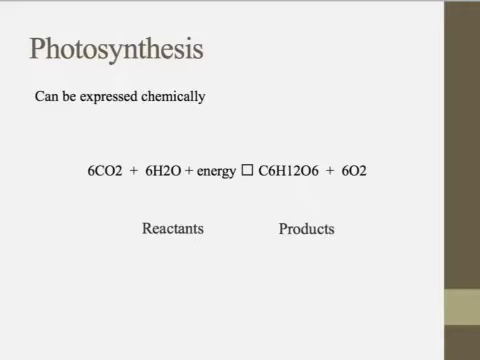Photosynthesis can be written as a chemical equation. Since carbon dioxide, water, and energy are used, these are the reactants. They react to make glucose and oxygen, the products.